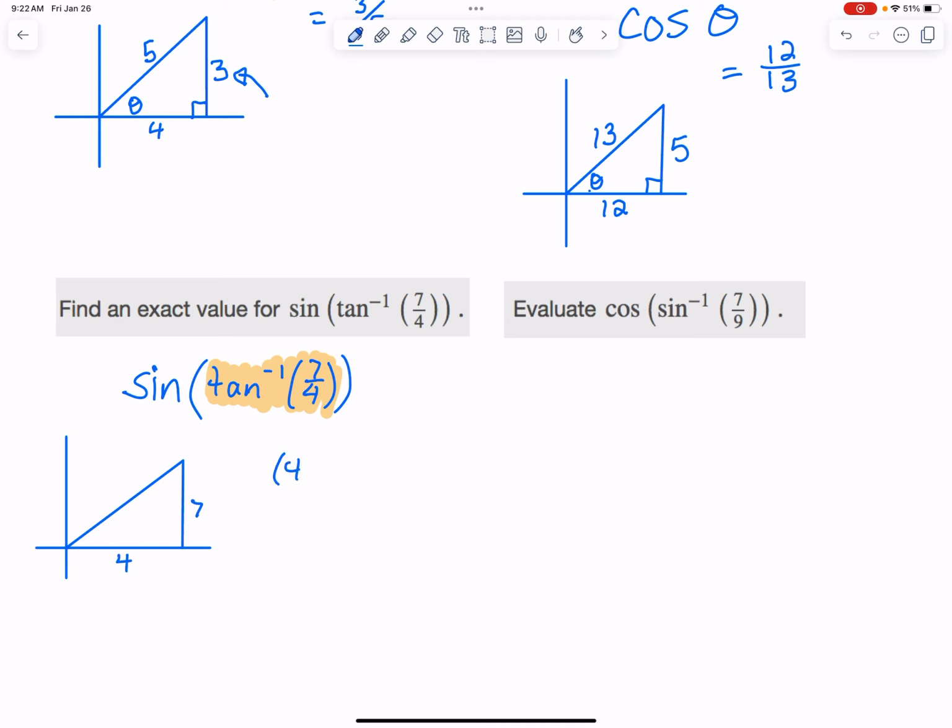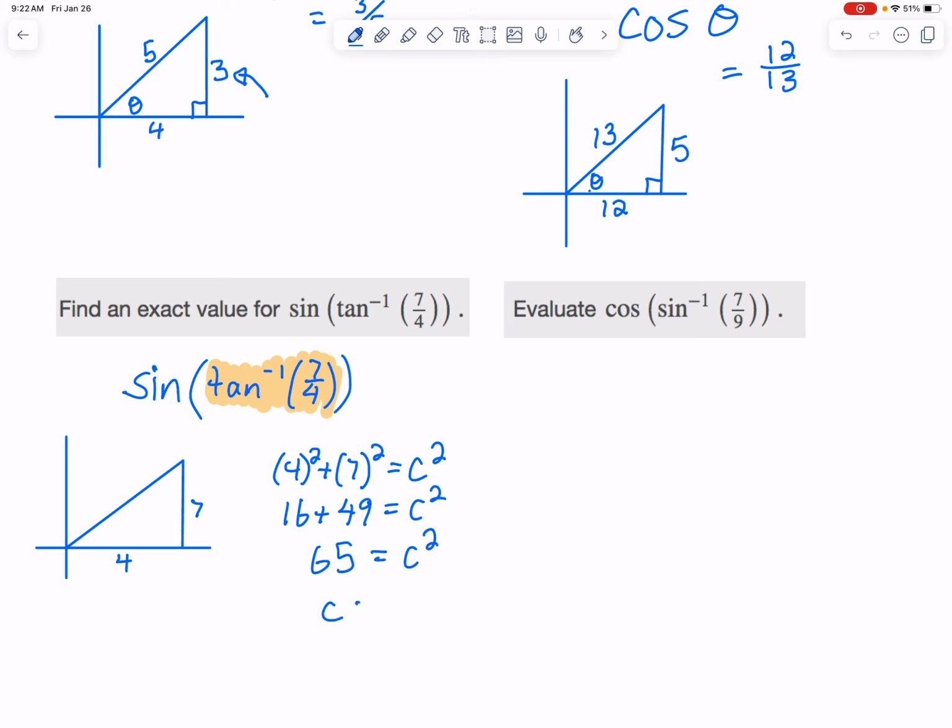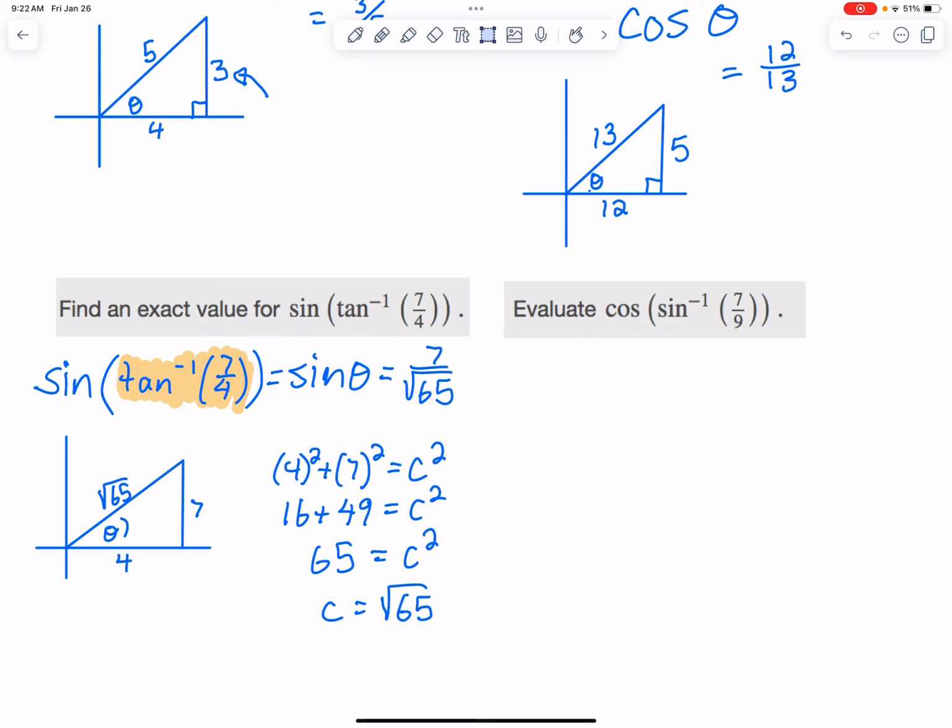So it's going to be 4 squared plus 7 squared equals c squared, or h squared, whatever you want to call it. This is going to be 16 plus 49 equals c squared, and that's going to be 65 equals c squared. Which means c, since it's the hypotenuse, has to be positive. It's going to be the square root of 65. So I know this thing is equal to sine of the angle of my triangle. And if I look at sine, it's going to be 7 over the square root of 65. We made a triangle, used the information that they gave us to fill up the triangle, and then we found the ratio on the outside.